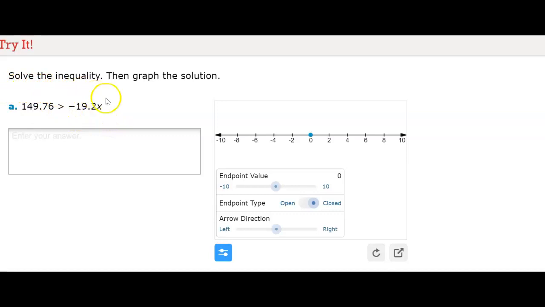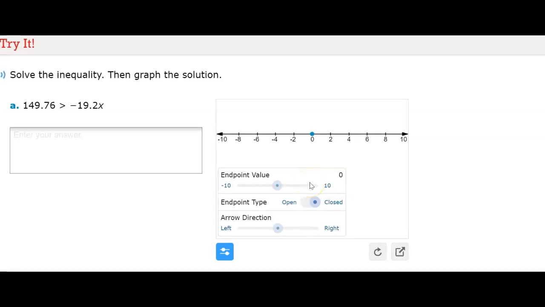Solve the inequality. Then graph the solution. Part A. 149/76 is greater than negative 19 2/10 times x. Let's solve the inequality. So we have to do the inverse of multiplication because we have negative 19 2/10 that is being multiplied by x. So we are going to take that negative 19 2/10 and divide it on both sides of the inequality.